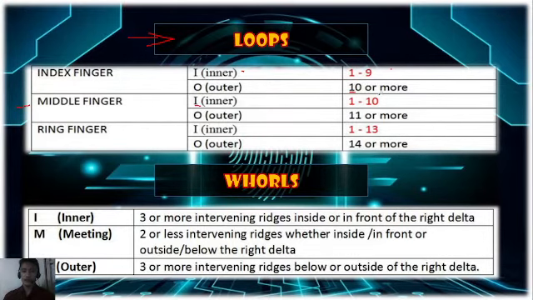So, sa inner, we are going to consider 1 to 10 intervening ridges and then O, or outer, kapag yan po ay 11 or more. Okay? And same as to the ring finger, inner po siya kapag 1 to 13 and then outer po siya kapag 14 or more intervening ridges. Okay? Yung nabilang natin. Okay, so yan po sa loop. So tandaan po ninyo ang ating table. Okay, so ngayon we have here also for the whorls.